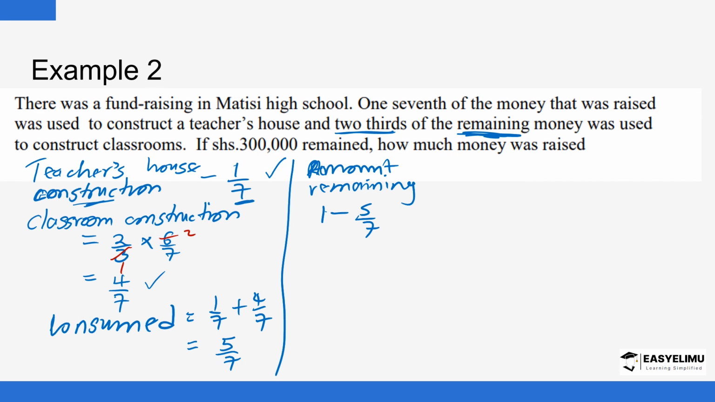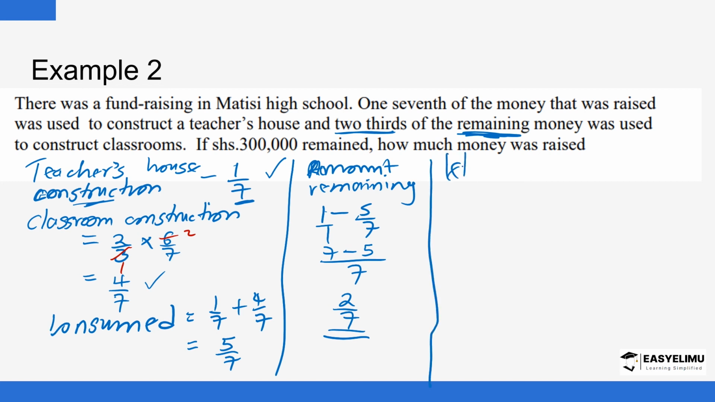If you add what is used in constructing the teacher's house and what is used in constructing the classroom, total is 5 over 7. So we need to know what remains. Then we equate to, that is equivalent to 300,000. So again, 1 over 1. The LCM is still 7. 7 divided by 1 is 7 by 1 is 7. 7 divided by this 7, which is the LCM divided by this 7, the denominator, is 1 by 5 is equals to 5. So if you subtract the 2, we have 2 over 7 as the fraction of the amount of money raised that is still remaining. So this amount remaining is equivalent to 300,000.